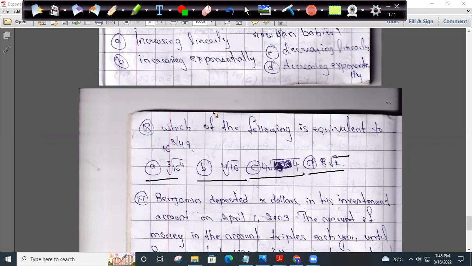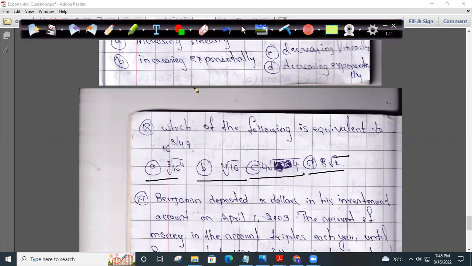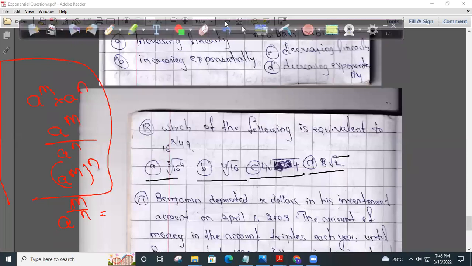So which of the following is equivalent to this? Just type your answer in the chat box. You can use the formulas that I gave you. You can solve this with just those 3-4 formulas: a power m into a power n, a power m by a power n, a power m whole power n, and a power m by n. Three students gave me answers: Abhinav, Vanilla, and Likit. Even others, just type your answers faster.